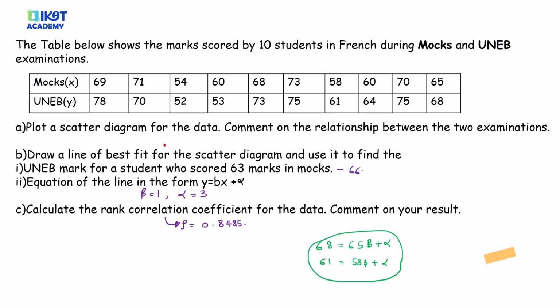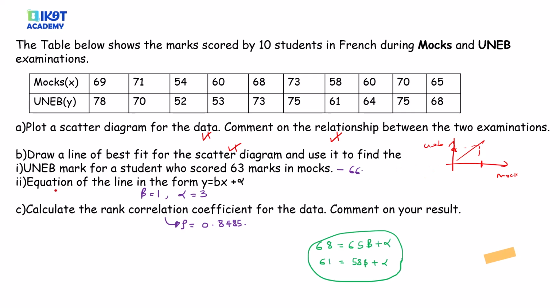So maybe to say something small about this question specifically. Now here, plotting the scatter diagram, this is okay. Comment on the relationship: is it a positive correlation, a negative correlation? You do the line of best fit and use it to find the UNABE mark. So you just go to one of the axes. Let's say you plotted it like this. This is MOX, and then UNABE. Now they are saying the UNABE mark for students who scored a certain mark in MOX. So you come here for MOX, put that value, look for the line of best fit, find the value for the UNABE marks, then you quote it.